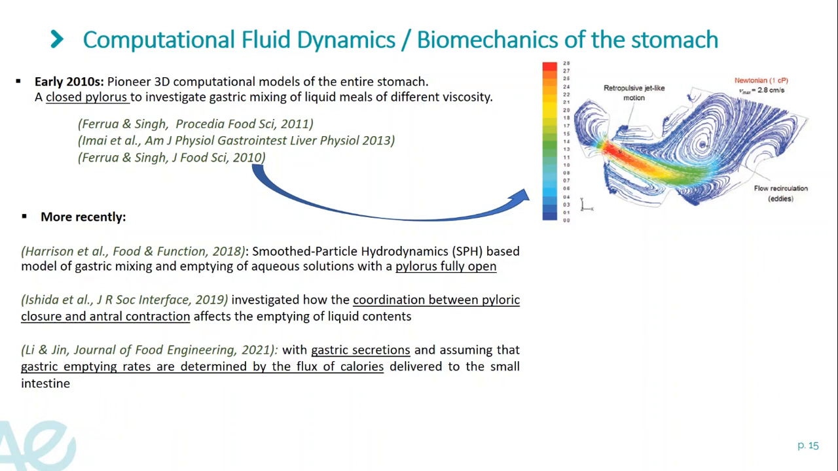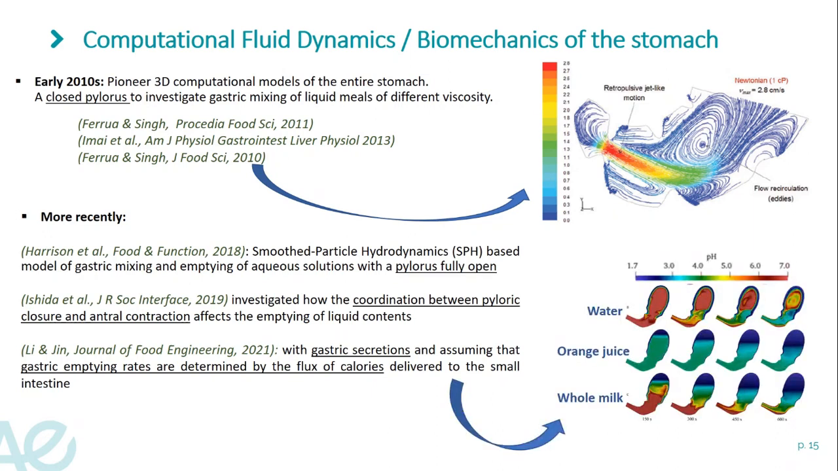In that latter paper, because they consider both secretion and reasonable gastric emptying rates, they could also predict the pH evolution within the stomach for different liquid meals: water, orange juice, and whole milk. So we clearly see that in about 10 years, we went from a closed pylorus to investigate mixing, to now being able to predict the pH within the stomach with gastric secretion and physiologically correct gastric emptying rates.